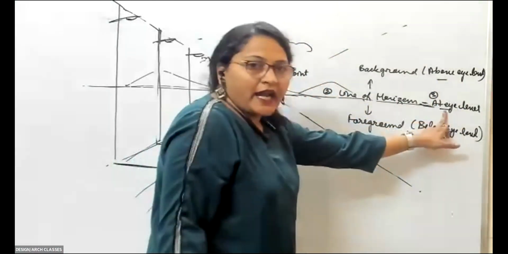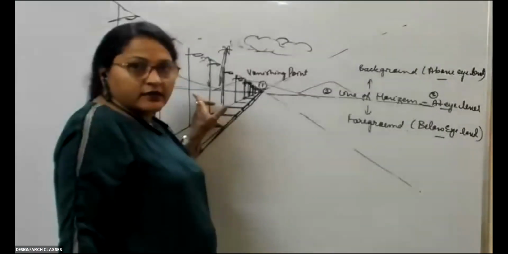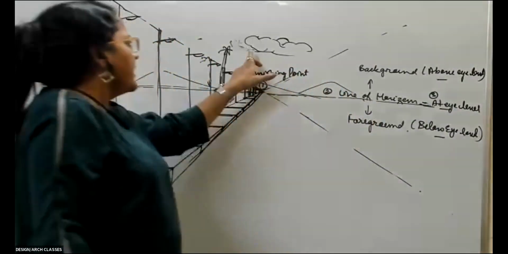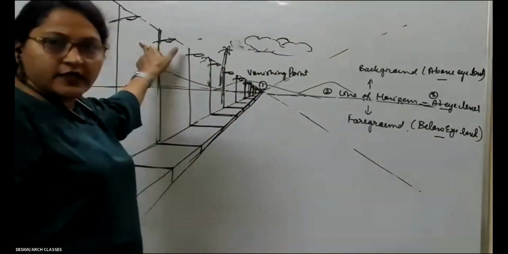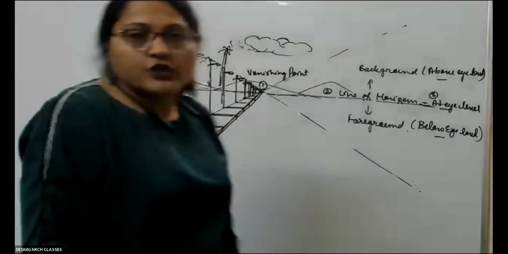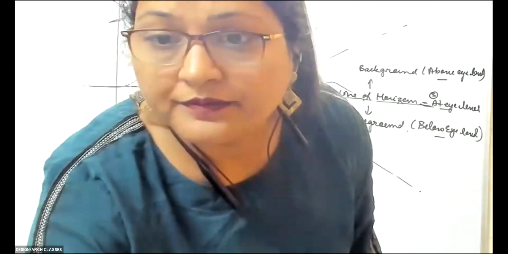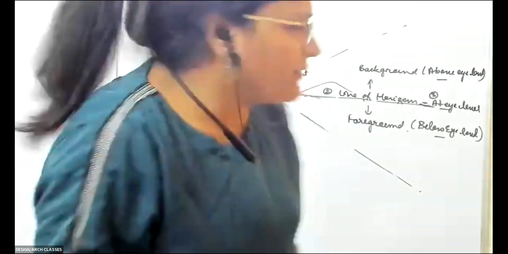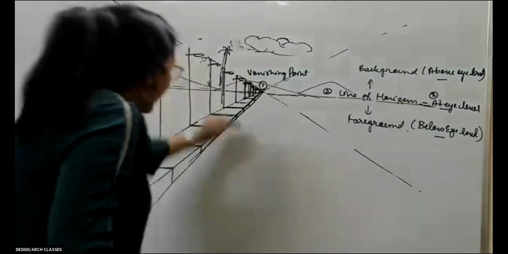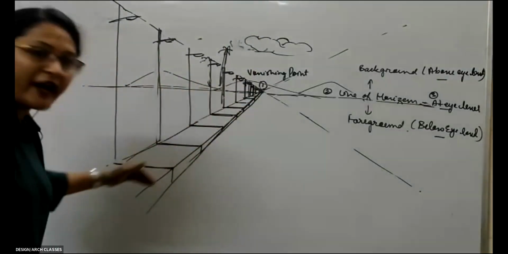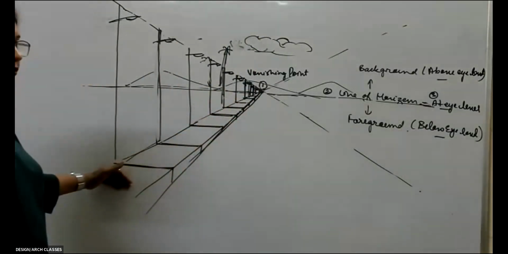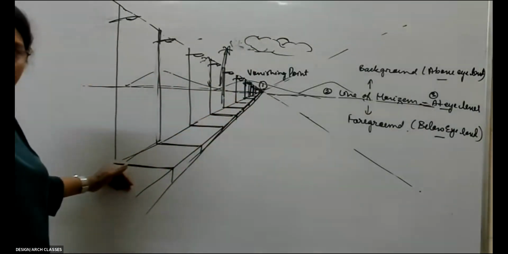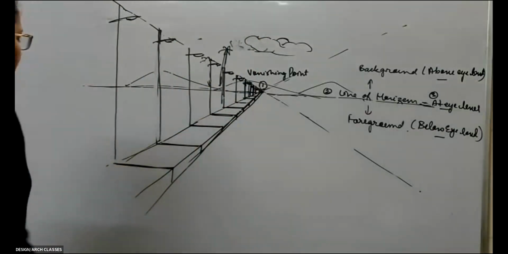At eye level पे क्या है? My line of horizon. Above eye level पर क्या है? These clouds, sun, even the height of my objects. ठीक है? Which we can see. So this is above eye level. Below eye level क्या है? So below eye level, I can see the base, the pavement. This cannot be in the air. So all the base will be in the foreground. That is below eye level. ठीक है?